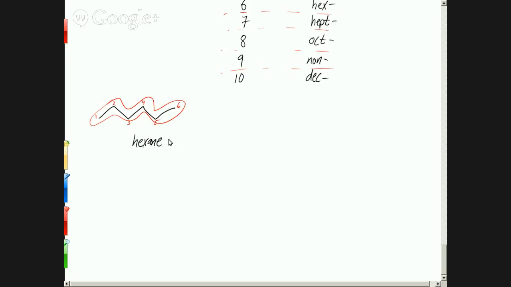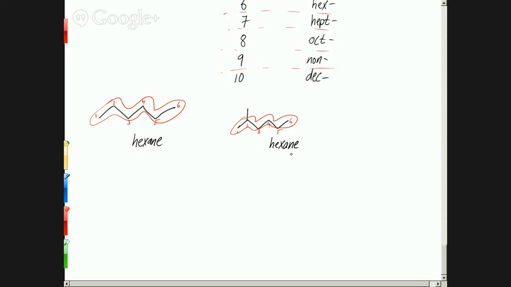All right, so now let's look at what happens when there is some stuff hanging off. So we'll stick with our hexane, but we'll put an extra little line there. So we start the same way. We go, all right, what's the longest chain? It's hexane. 1, 2, 3, 4, 5, 6. And there it is. Hexane. But now not everything is accounted for, right? There's one more carbon up here that we have not included when we said hexane.